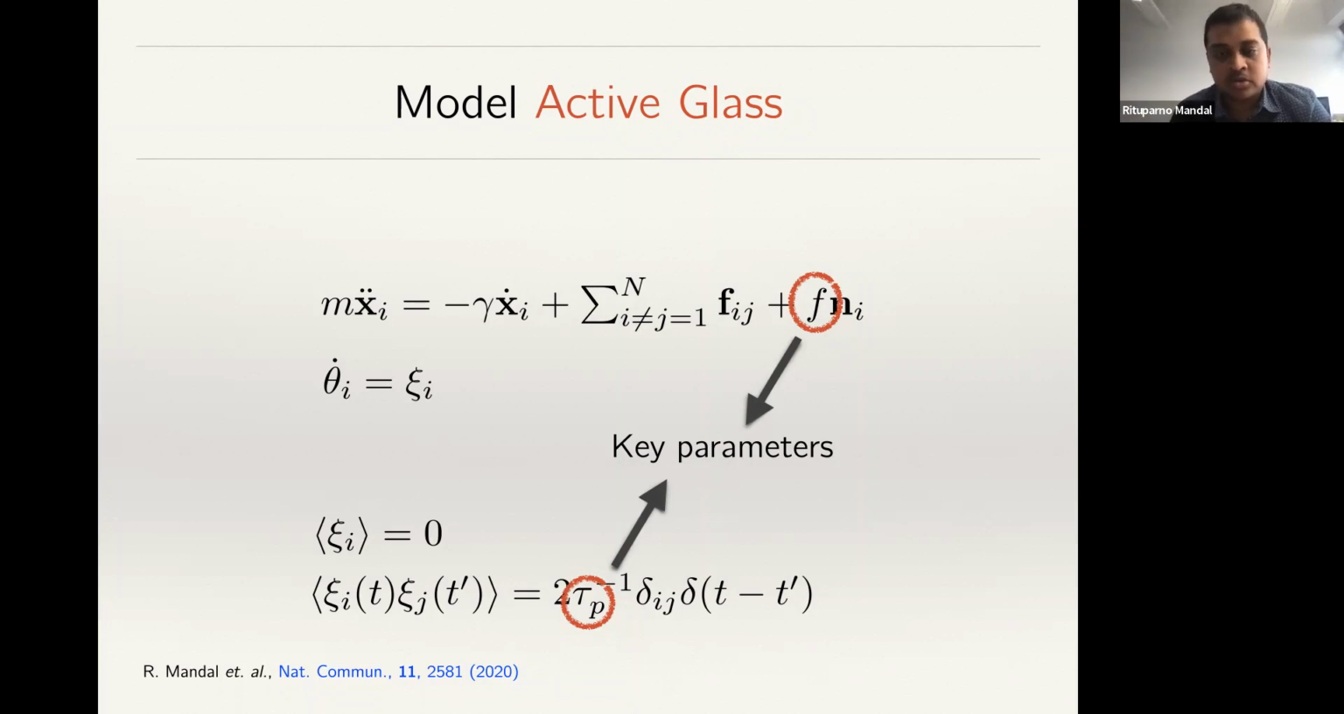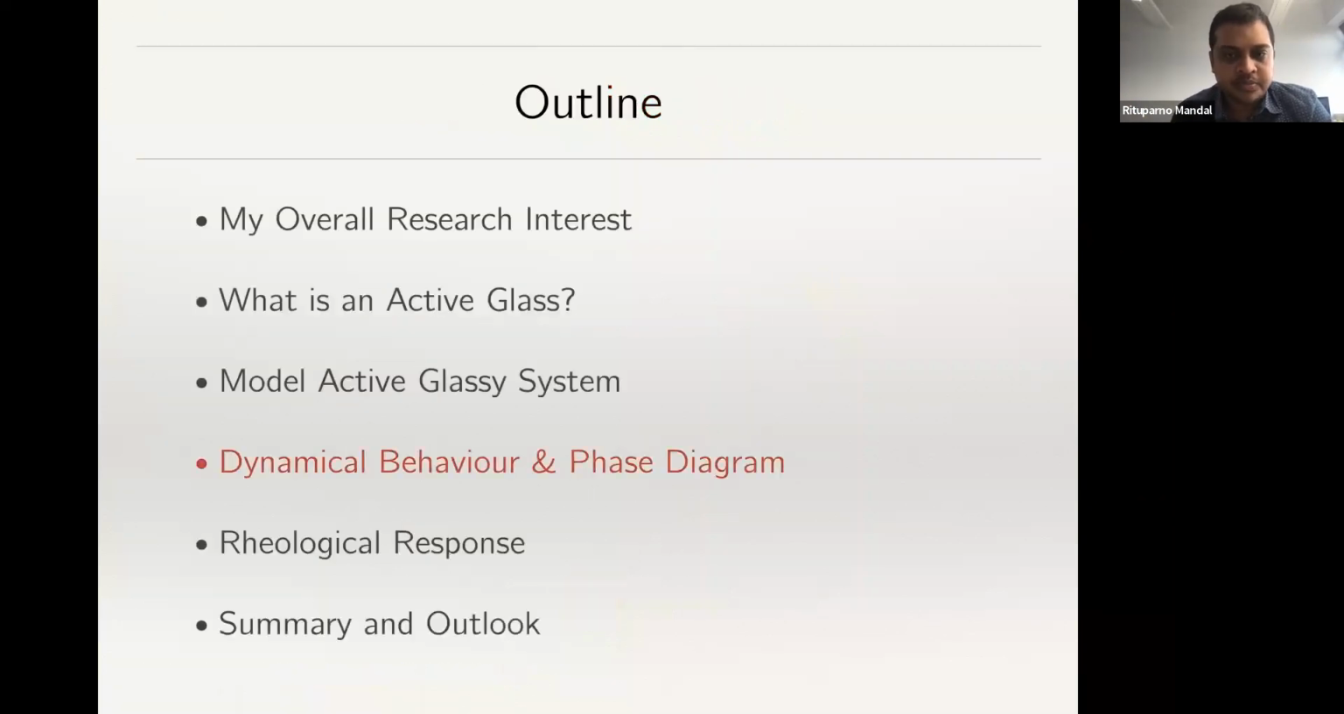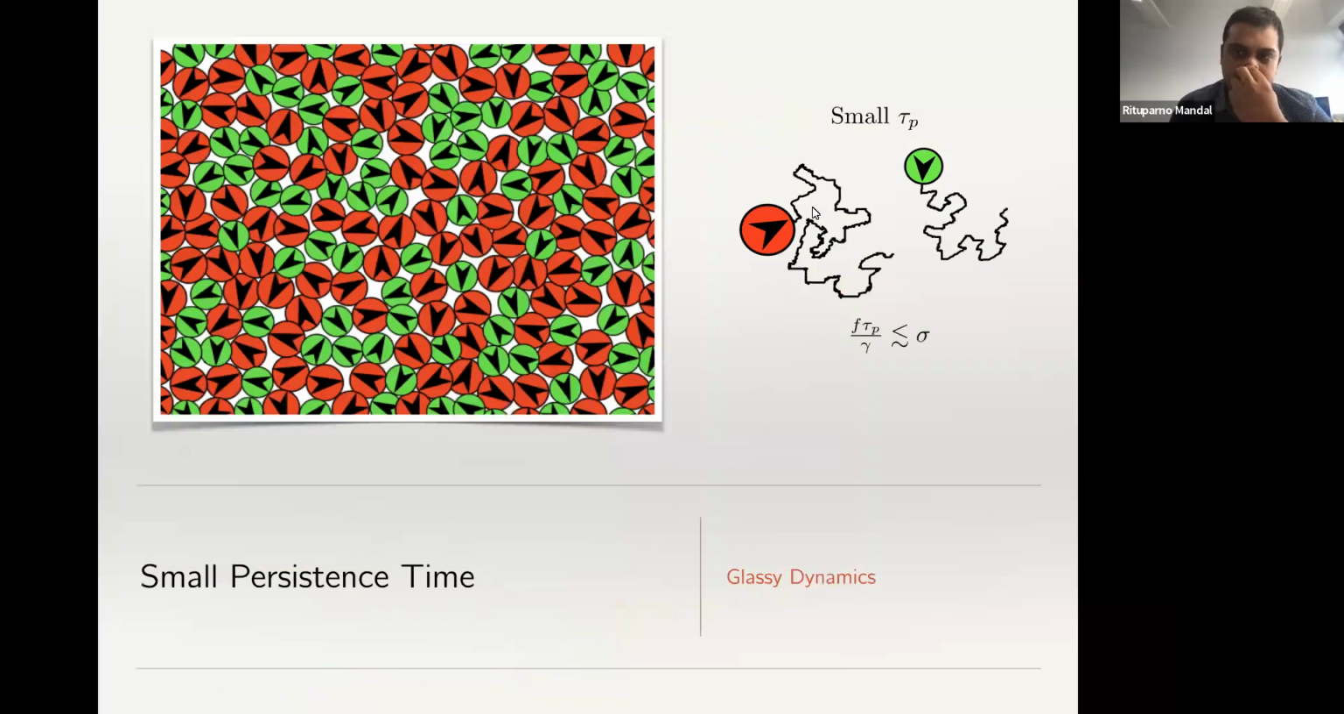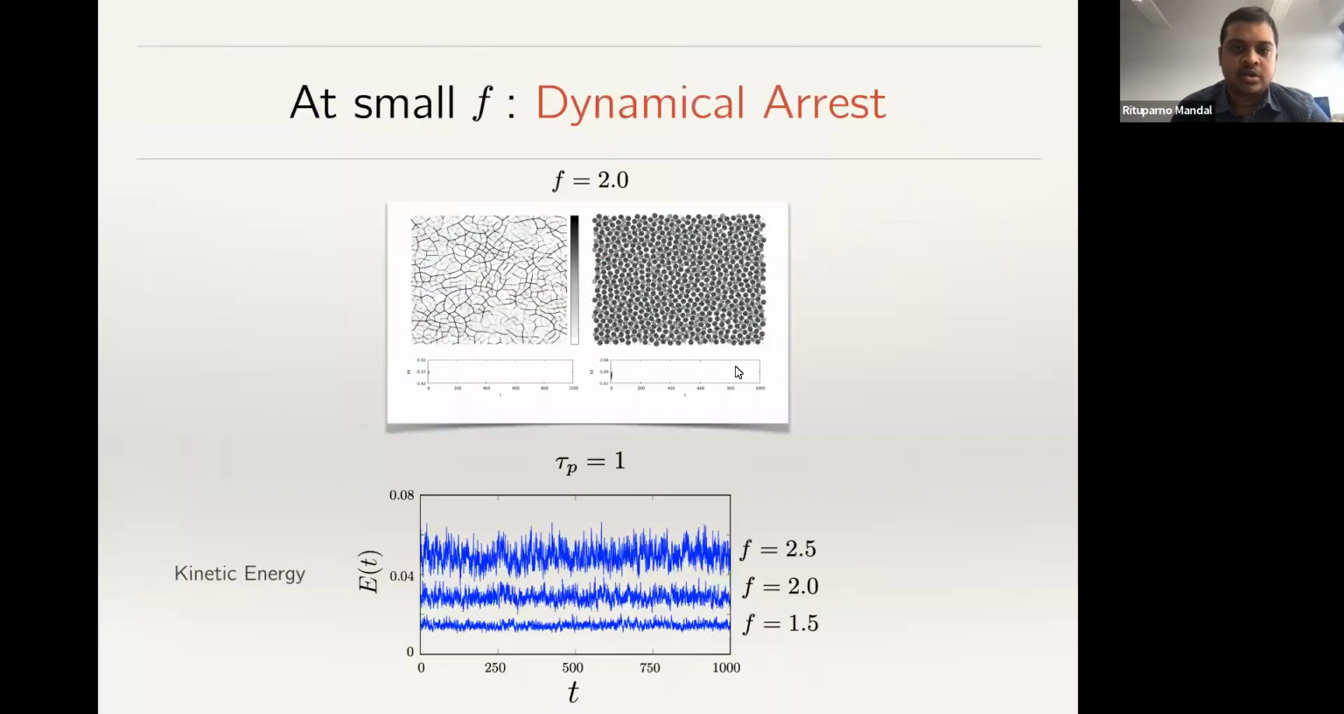Right, so this is our approach. We'll start with the small tau P limit, and as I mentioned, the trajectory of an isolated particle looks like this at this limit when tau P is small. And what you see here is glassy behavior as we decrease F. Okay, let me explain how.